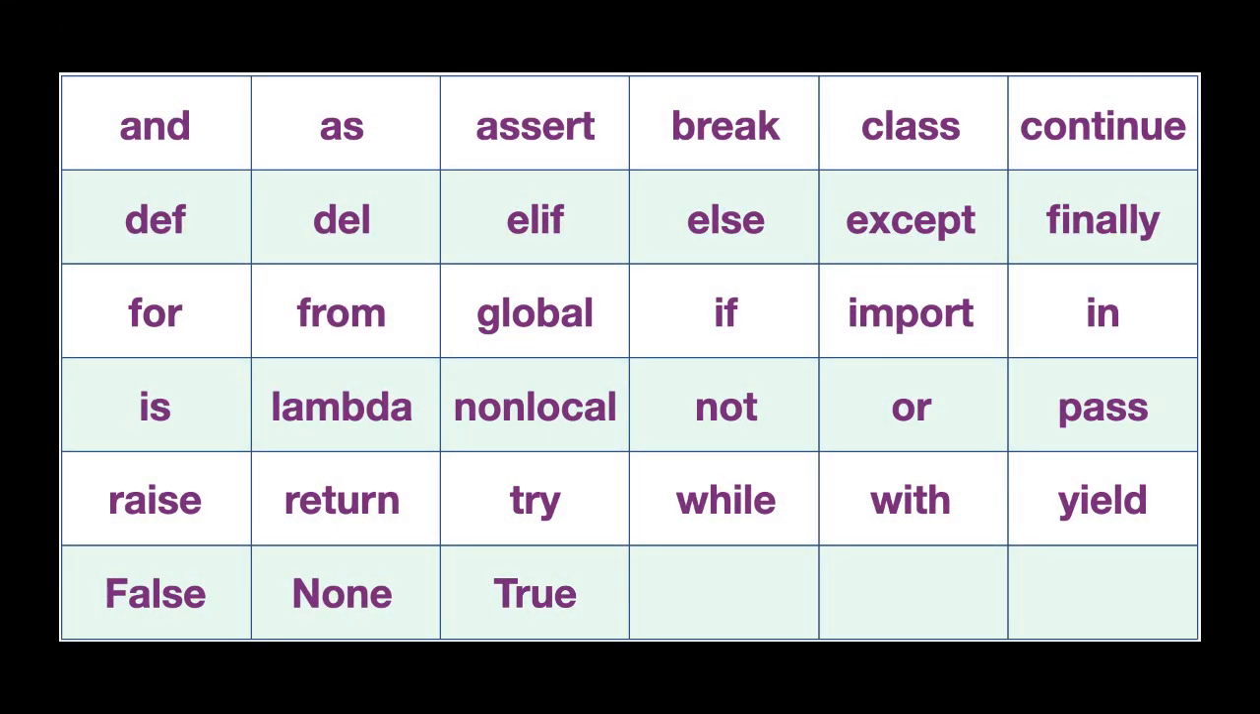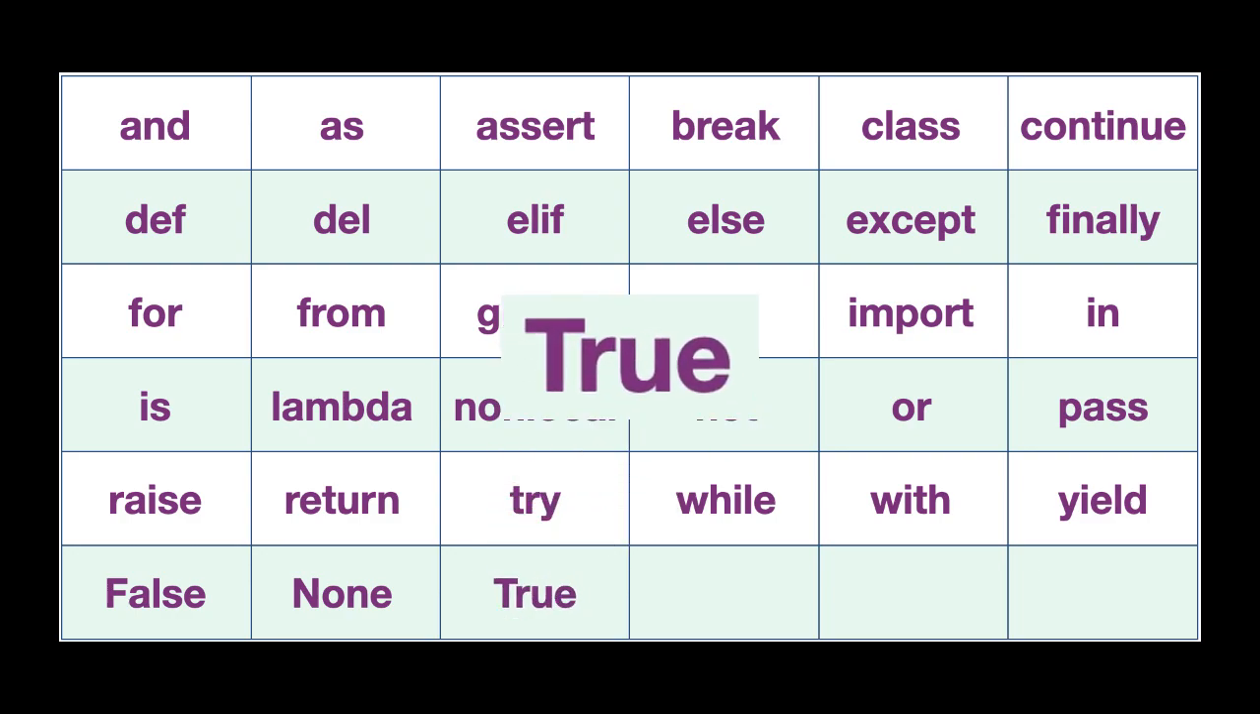There are 33 reserved words in the Python programming language. In this video, we will discuss the keyword True.